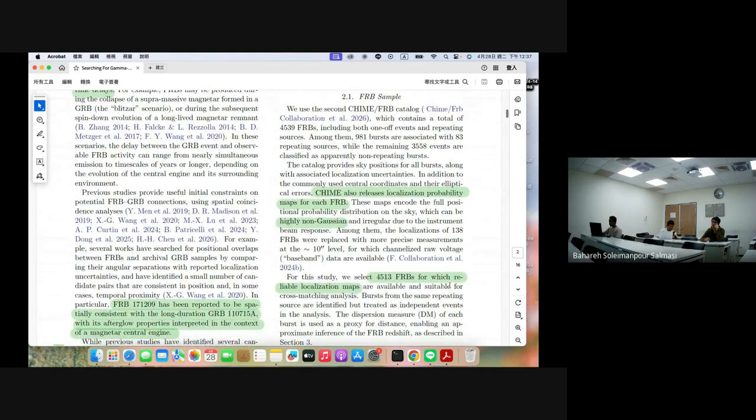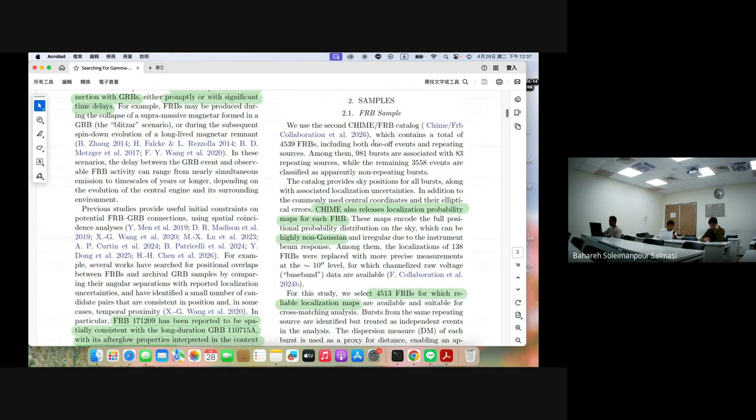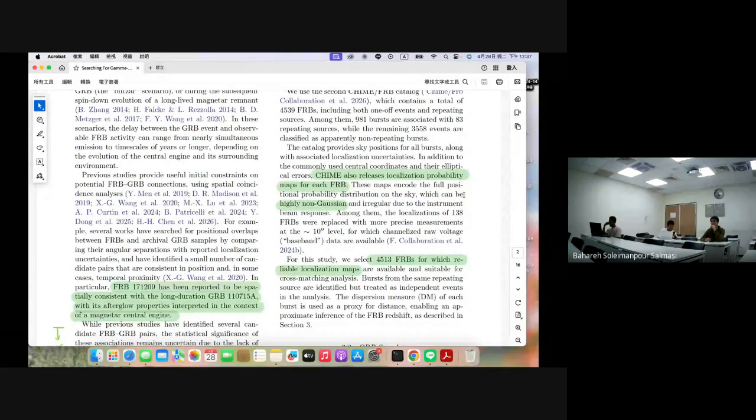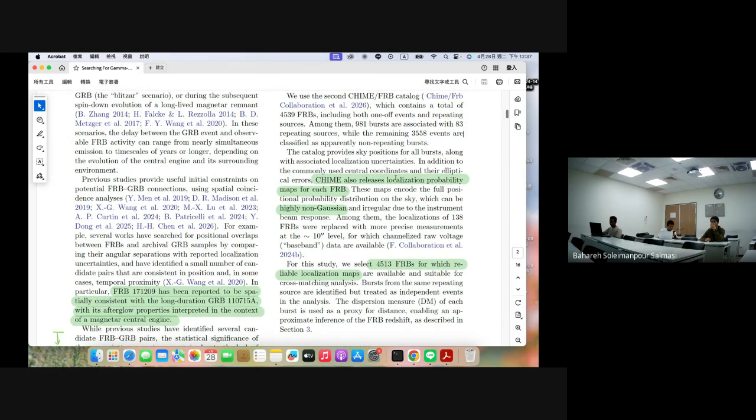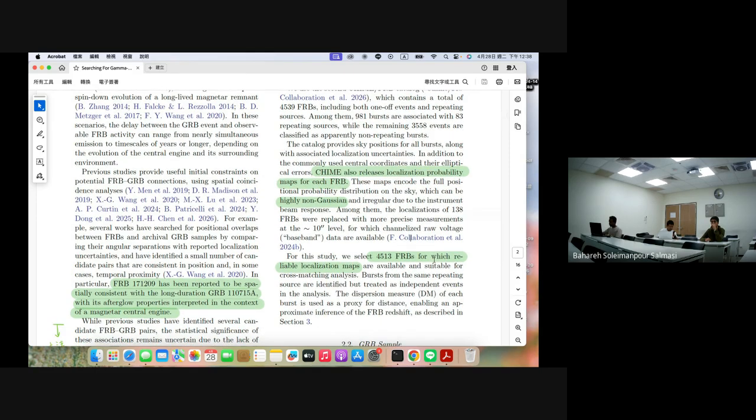First is the FRB sample. They use the CHIME catalog. There are 4,500 FRBs in total, and about 981 bursts from 83 repeaters. So about 3,500 are non-repeaters. CHIME also provides not only the localization uncertainties but also localization probability maps for each FRB. So they use 4,513 FRB events which have reliable localization maps.